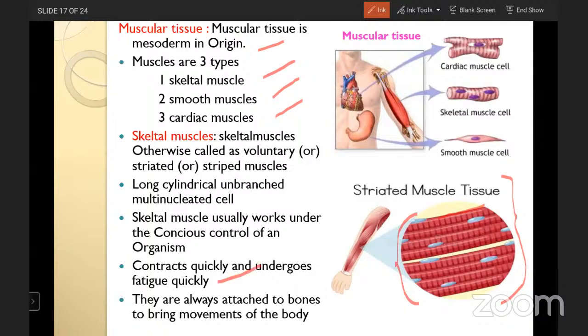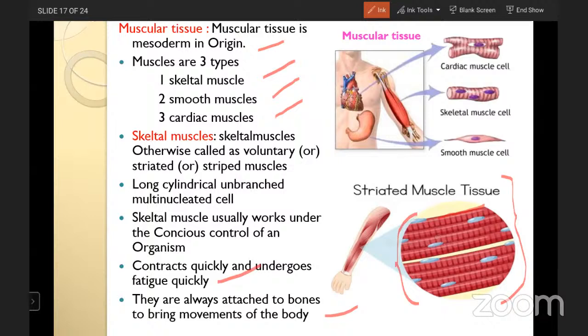They are always attached to bones to bring movements of the body. For the movement of hands and legs, usually skeletal muscles are attached to the hands and legs. So with the help of these muscles only, there is a movement of hands and legs in our body. So this is about the structure of the skeletal muscles.